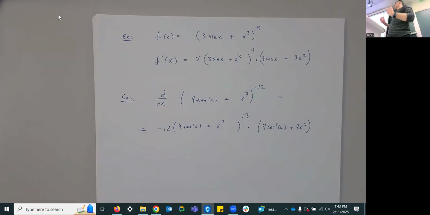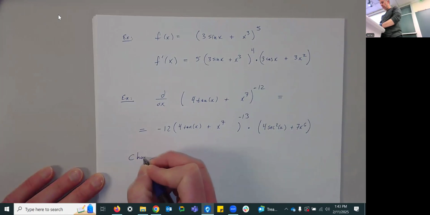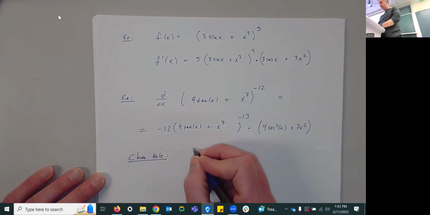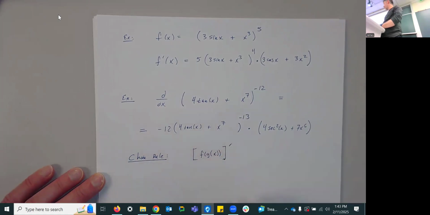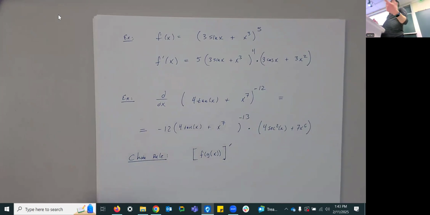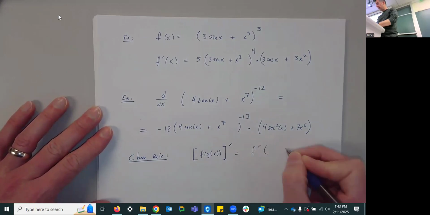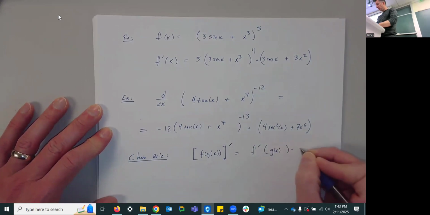But the chain rule works for any composition of functions. The general way of writing this, there's a few ways. Probably the preferred way is to say, if you're taking the derivative of f of g of x, well, like I've said already a few times, we take the derivative of the outside stuff, which in this case is the f function. We leave the insides alone, which is our g of x. And then we multiply by, on the outside, the derivative of the insides, g prime of x.